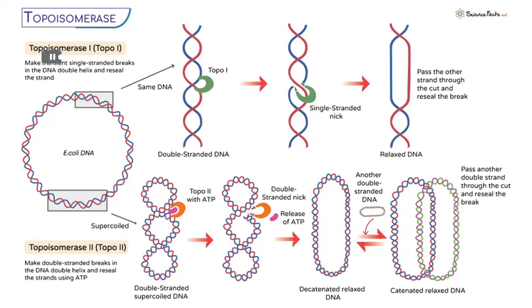Topoisomerase function overview. Feature, topoisomerase 1, topoisomerase 2. Mechanism, cuts one strand, cuts both strands.